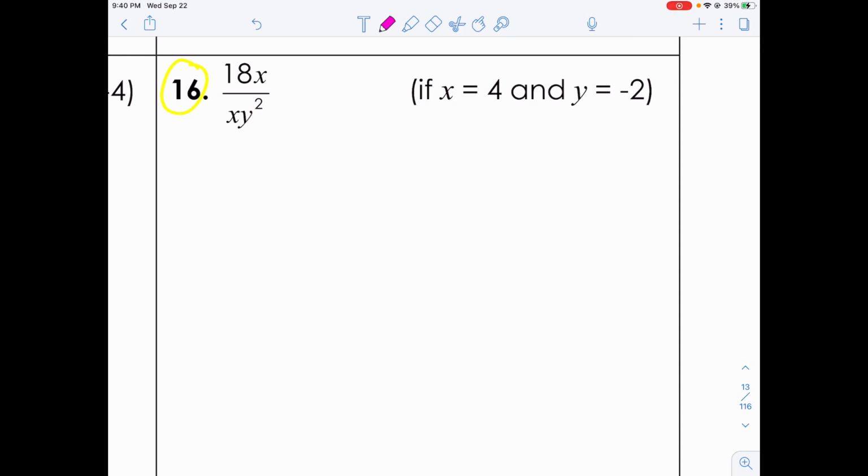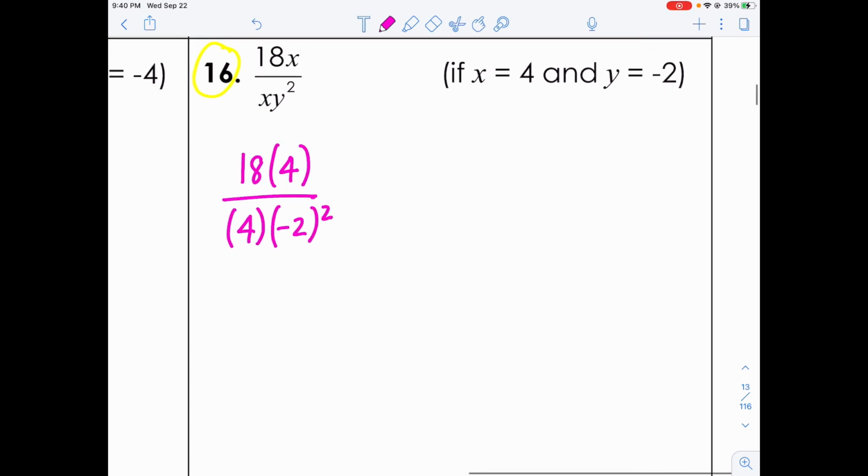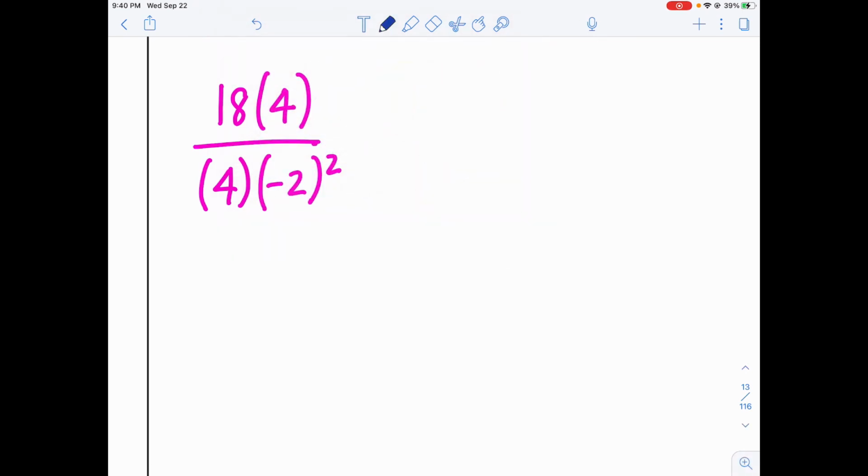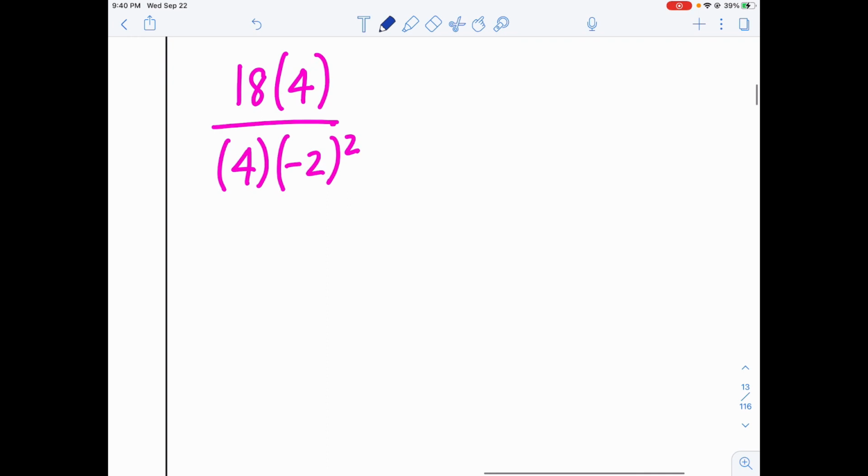Okay, for this one, substituting in what we know. I have 18 times x, x is 4, over x, which is 4, times y, which is a -2, squared. I'm sure you're getting tired of me saying this, but remember, you should always be substituting everything in inside of a parentheses. I'm going to simplify the top first.